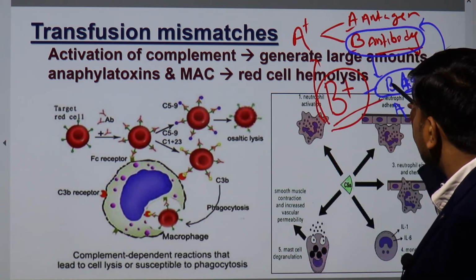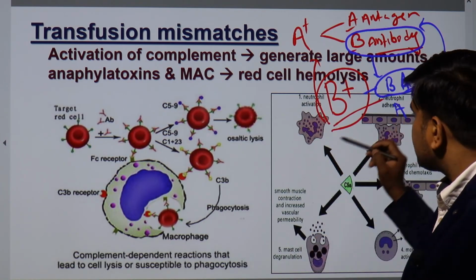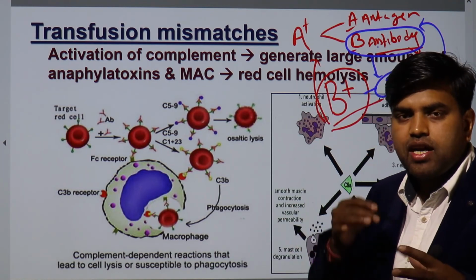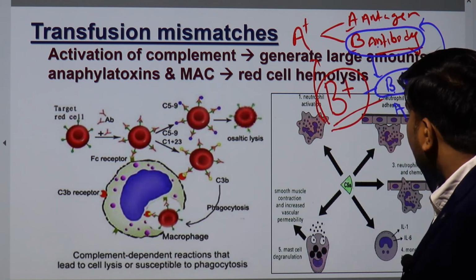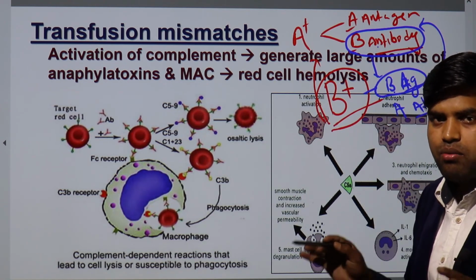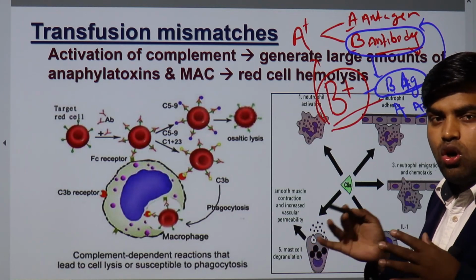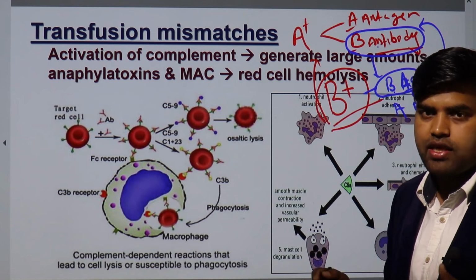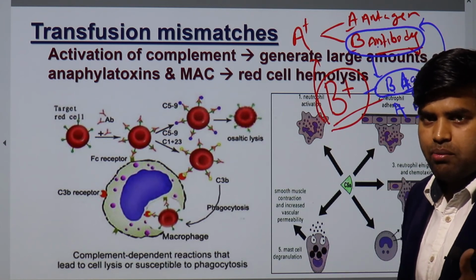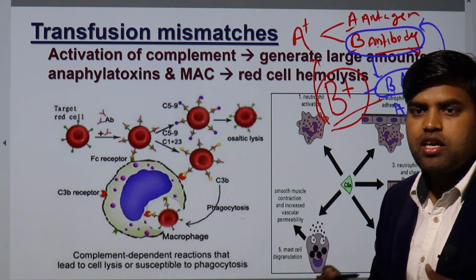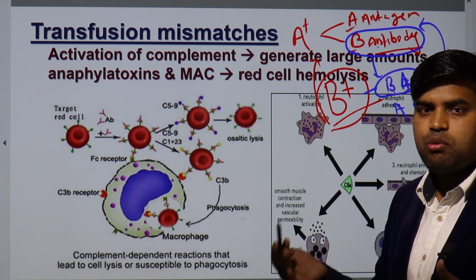They will activate the complement pathway, the classical complement pathway. Since there is antigen as well as antibody, the antigen and antibody will react, the classical pathway will activate, and all this RBC will be lysed. All the RBC will be broken down by the membrane attack complex, and the byproducts will be released into the environment.